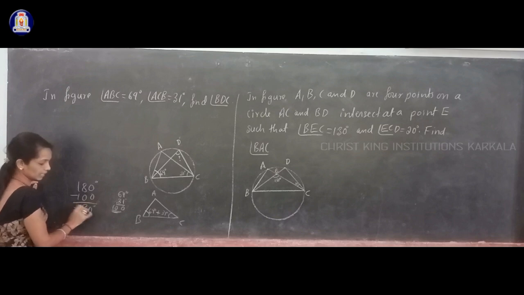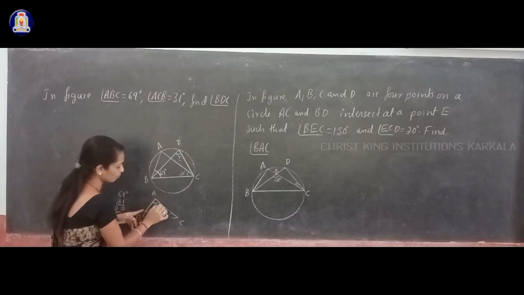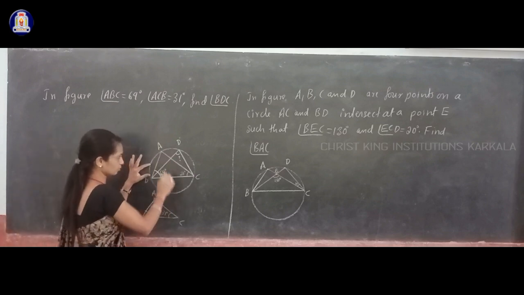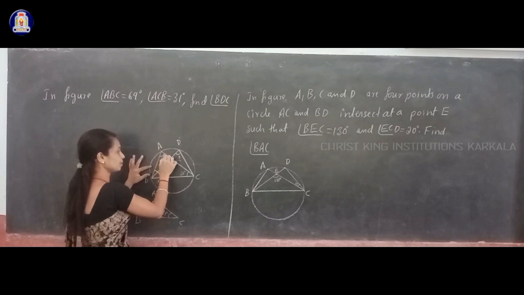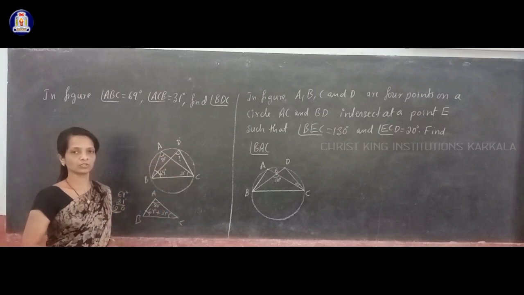That gives you 80 degrees. Okay, so angle A, that is equal to how much? That is equal to 80 degrees. That is angle BAC. Okay, so if angle BAC is 80 degrees, then angle BDC is also 80 degrees.